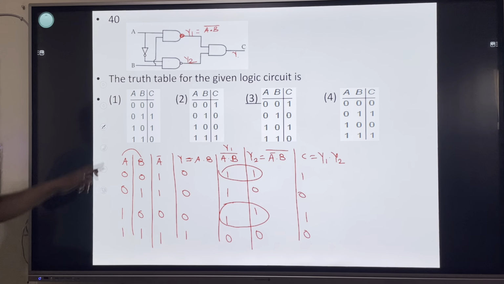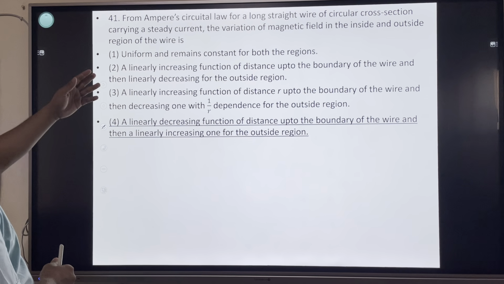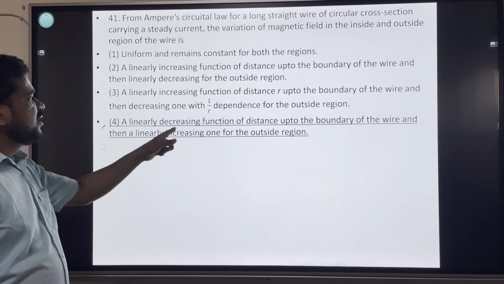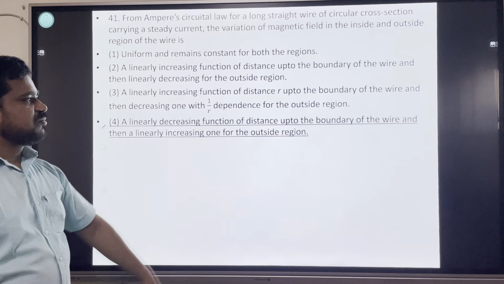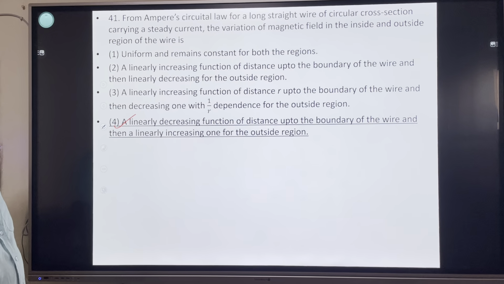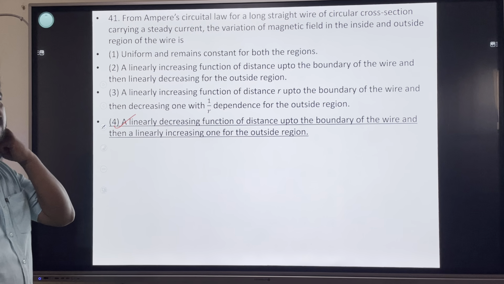Next. From Ampere's circuital law, for a long straight wire of circular cross section carrying steady current, the variation of the magnetic field inside and outside the wire is a linearly decreasing function of distance up to the boundary, then a linearly increasing one for the outside region. It will decrease up to the boundary, after the boundary, outside the region, it will increase.